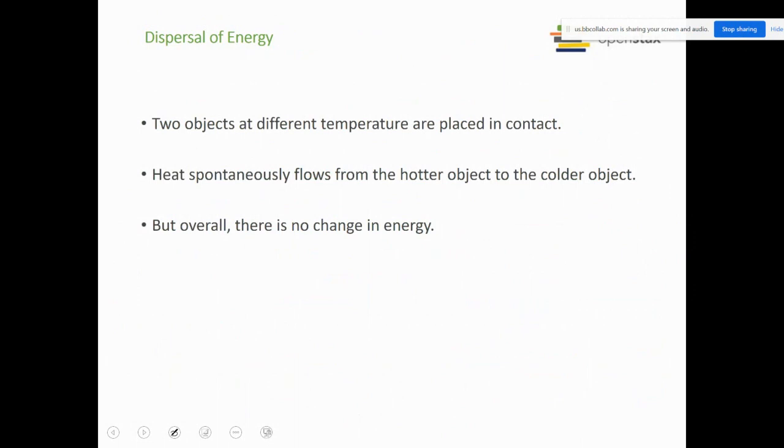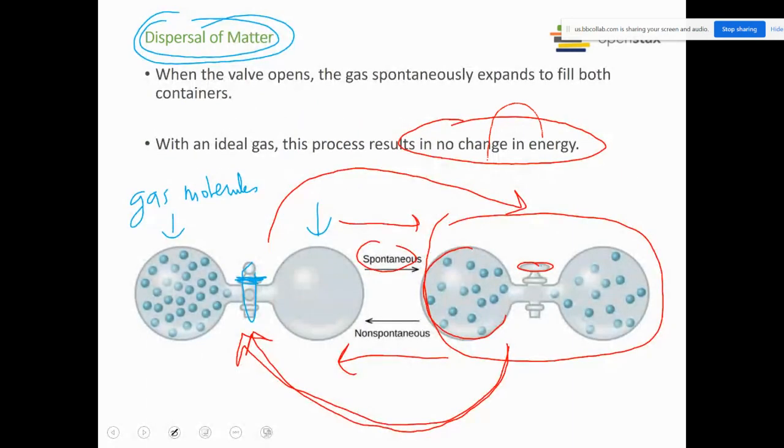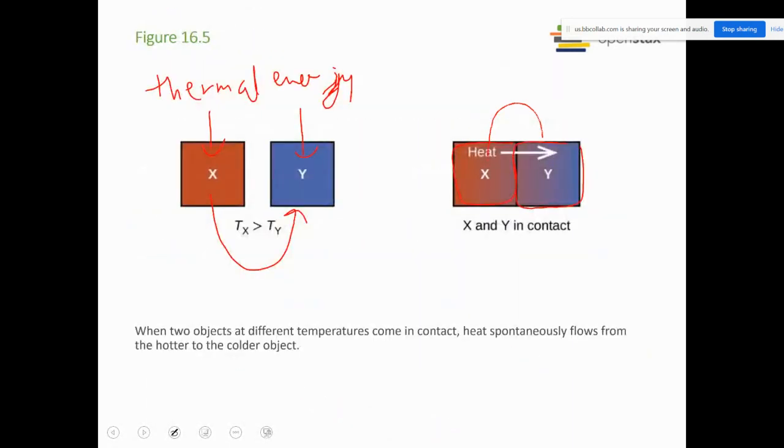So let's say you have two objects at different temperatures. This is the picture that I used when I taught KM115. This is the hot object, this is the cold object, right? And whenever I place both of these in contact with each other, what's going to happen? The thermal energy from the hot object X, and the way we define thermal energy in chemistry is the kinetic energy available in the molecules that make up that object, is going to be transferred from X to Y. Over time, you will reach something called thermal equilibrium, where the temperature of both X and Y will be the same.